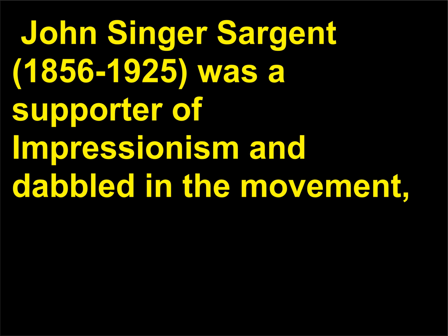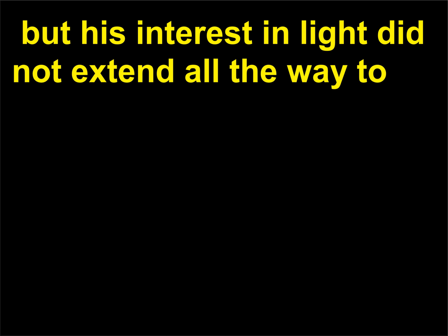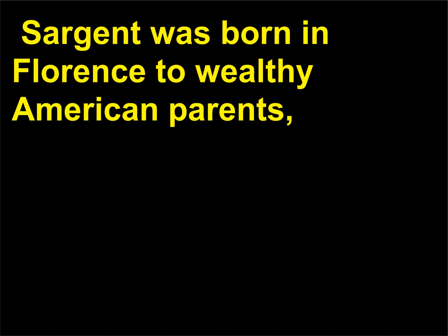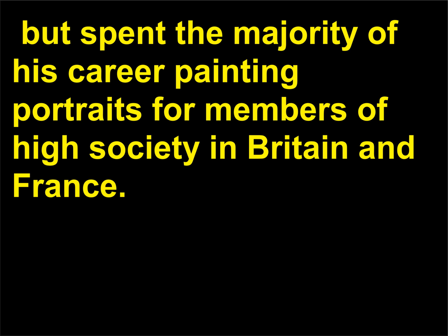John Singer Sargent, 1856 to 1925, was a supporter of Impressionism and dabbled in the movement. But his interest in light did not extend all the way to completely dissolving any forms in his work, as was common with the Impressionists. Sargent was born in Florence to wealthy American parents, but spent the majority of his career painting portraits for members of high society in Britain and France.